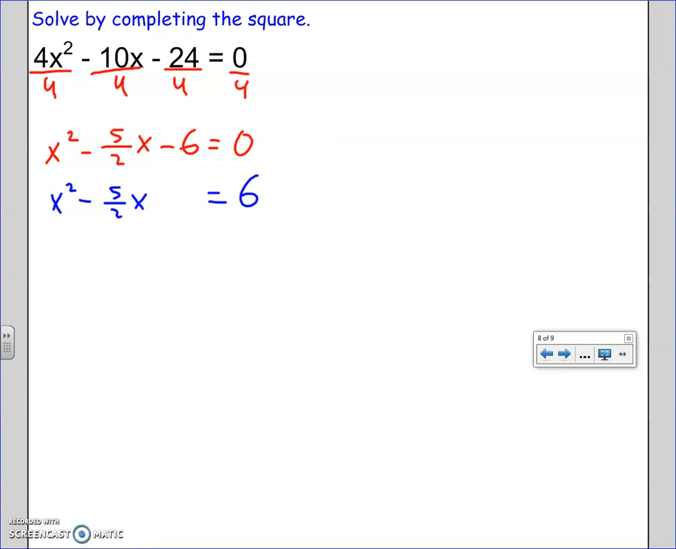All right, now I'm going to add (b over 2) squared. I have to add some number right here to both sides. That makes the left side factorable or square rootable. So I'm doing the side work here: (b over 2) squared. My b is negative 5 over 2, divided by 2.